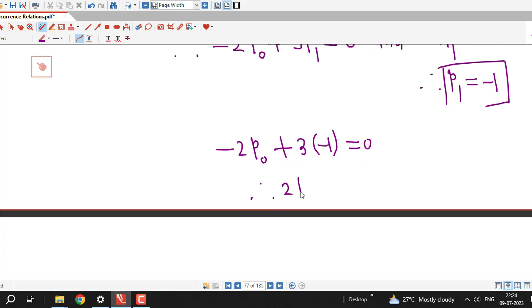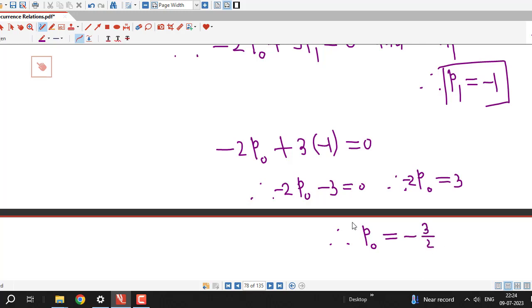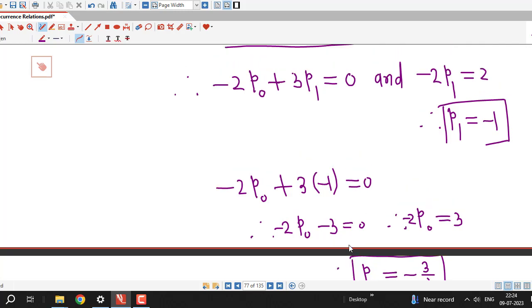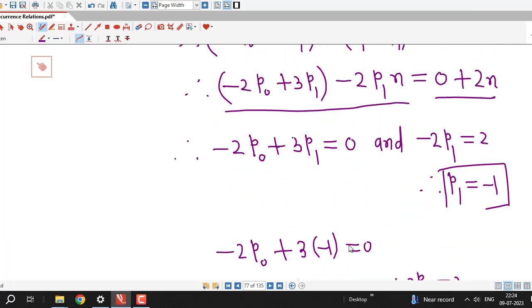Therefore 2 times p0 minus 3 equal to 0. Therefore this is minus 2p0. So therefore minus 2p0 equal to 3. Therefore p0 equal to minus 3 by 2. So we have obtained values of p0 and p1, and both are negative.